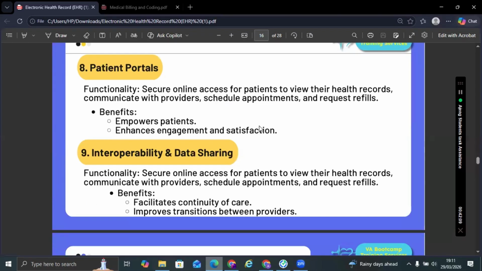Interoperability and data sharing. The functionality: secure online access for patients to view their health record, communicate with providers, and schedule appointments and request refills. The benefits are facilitate continuity of care and improve transition between providers.